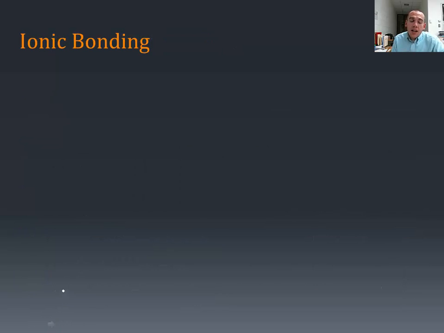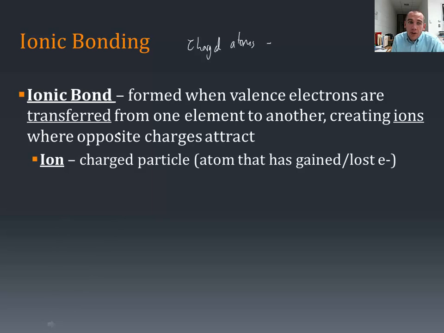Okay. So in an ionic bond, what happens? Well, remember, an ion is a charged atom, so we're going to have charged things interacting here. So charged atoms are ions, and how did they become charged? They became charged by gaining and losing electrons. So in an ionic bond, we're going to have electrons transferred from one element to another. Then that creates oppositely charged ions. And remember, opposite charges attract.